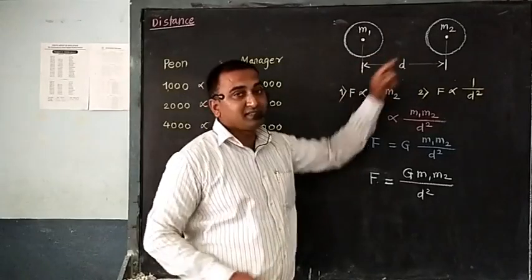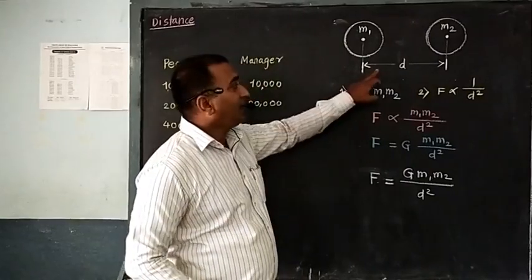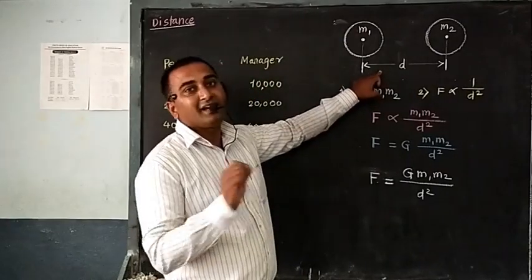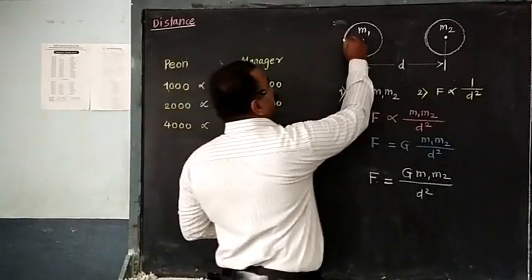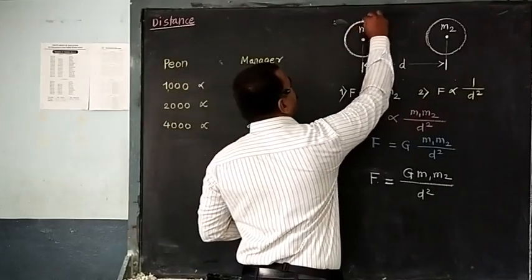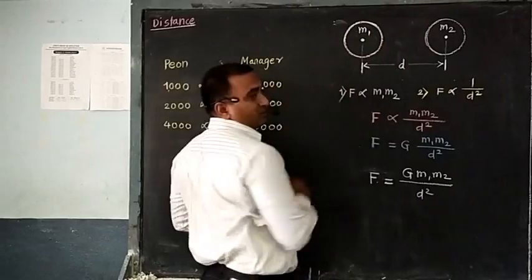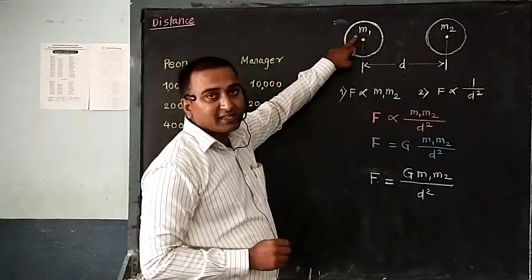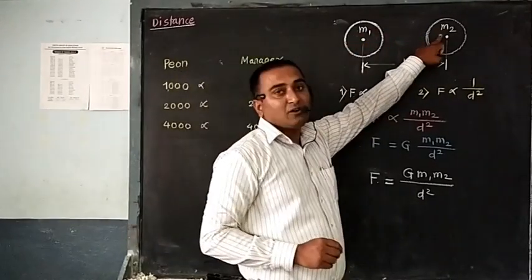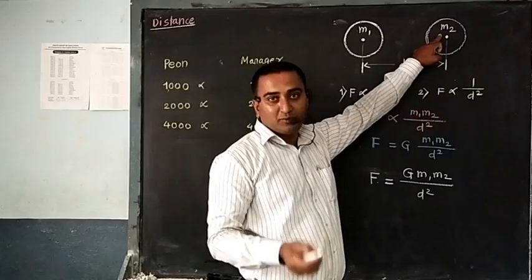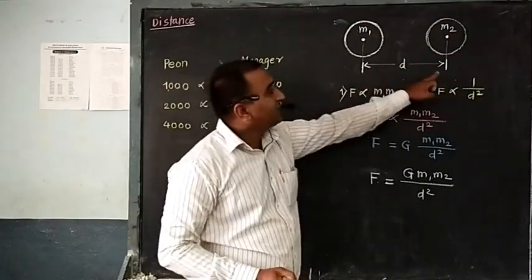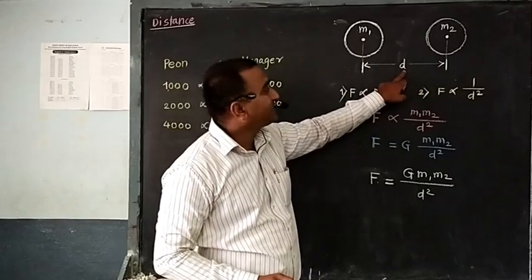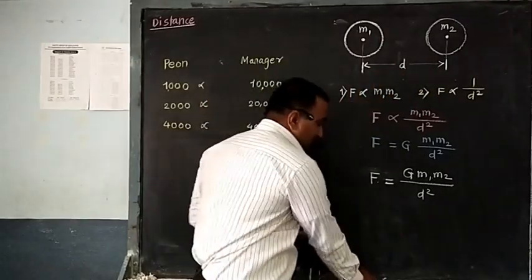There are two objects which are distance d away from each other. For understanding, we are considering these two objects are spherical. The mass of the first object is m1 and the mass of the second object is m2. Again, the distance between them is d.